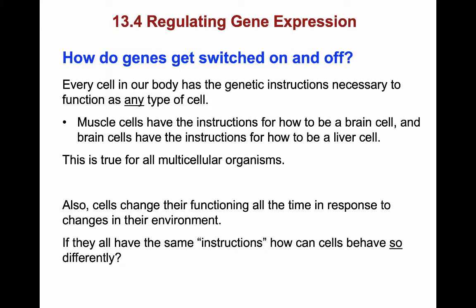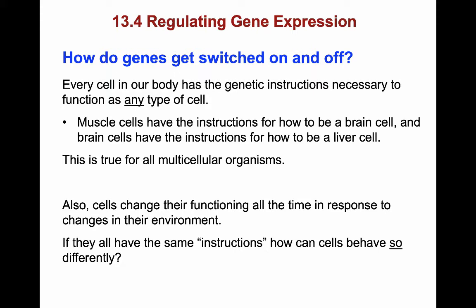Well, it is absolutely mind-boggling to me that, for example, I have muscle cells in my body that have all the instructions for how to be a brain cell. And likewise, those brain cells have all of the instructions in their chromosomes for how to be a human liver cell. So why are my muscle cells acting like muscle cells and not brain cells? And why don't they act like liver cells? Because they both have the genes that are the necessary instructions for how to be a liver cell too.